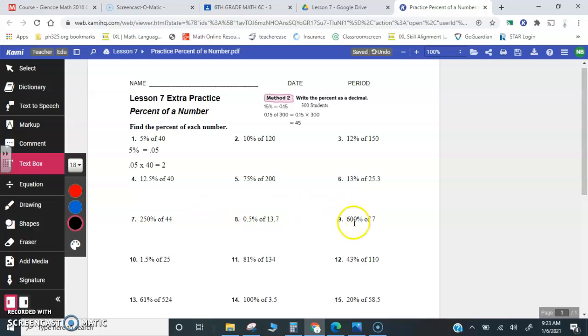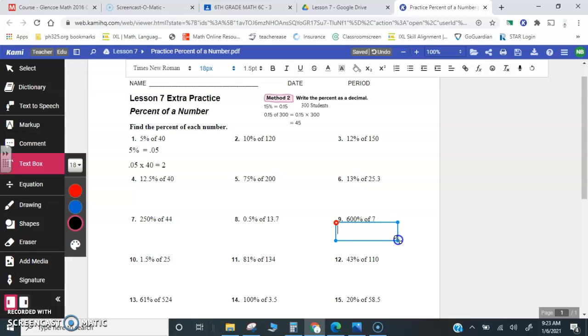All right, let's look at number 9. Number 9, we have 600%. Okay, and if we move the decimal to the left 2 spots, 600% turns into just 6.00, or just 6. Okay, whatever you type in the calculator, whether it's 6.00 or you just put a 6 in, it's the same thing. Okay, so now our next step is going to be to take our 6 and multiply it.